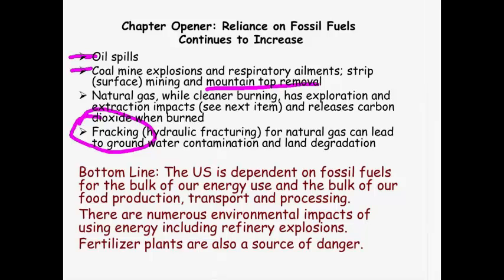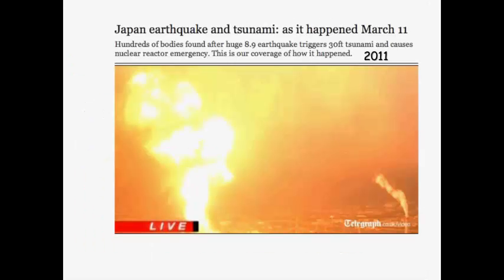And the bottom line is the U.S. is dependent on fossil fuels for the bulk of our energy use and the bulk of our food production, transport, and processing. So there are numerous environmental impacts of using energy. Refinery explosions is one. Fertilizer plants is another danger. Exploring food miles and how you get your food and where you get your food from all work their way into these discussions. So those are things that I think you could definitely be talking about.